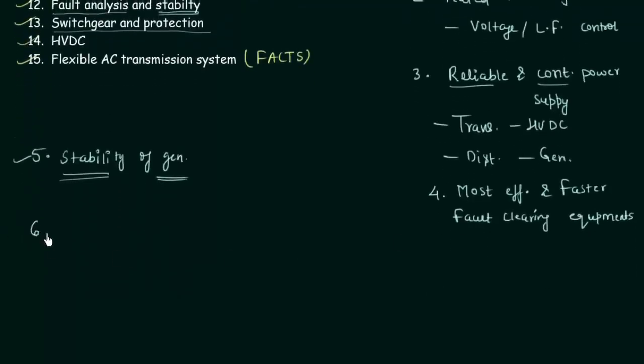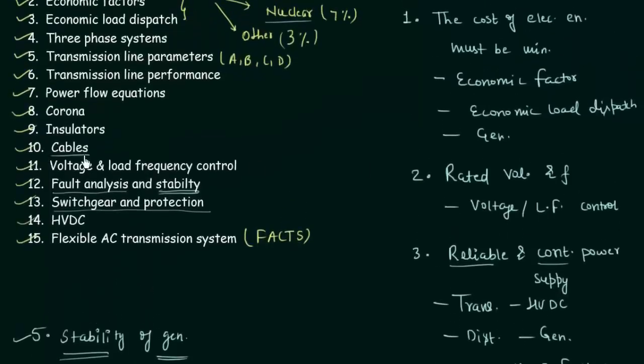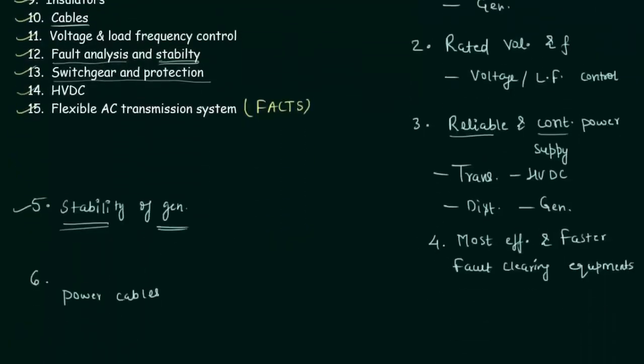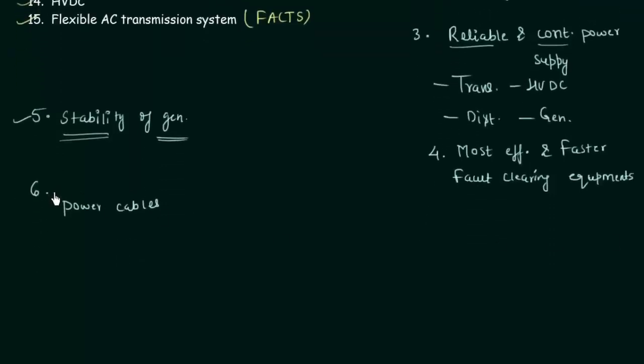The sixth and the last objective is to provide flexible power transfer over a wide range of voltage and power levels, and in this we will study power cables. In the syllabus you can see cables here, so we will study power cables. The flexible power we can transfer over a wide range is the sixth objective.